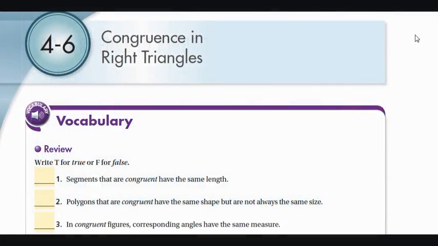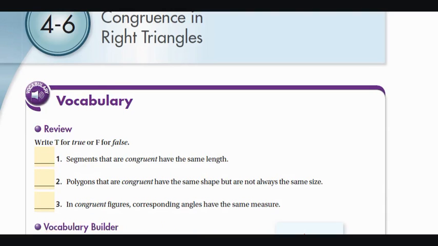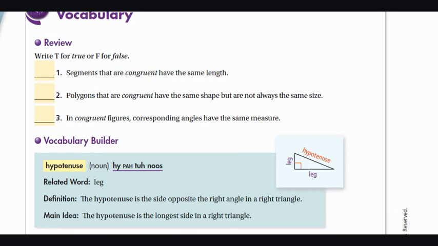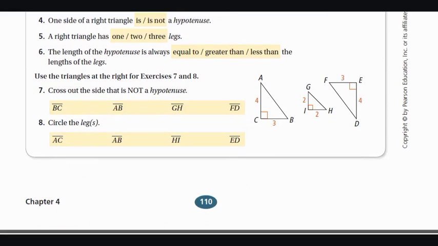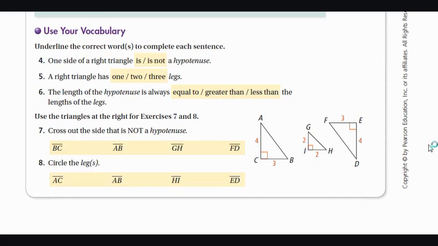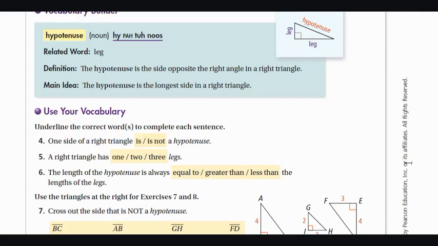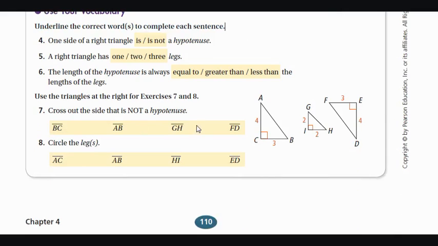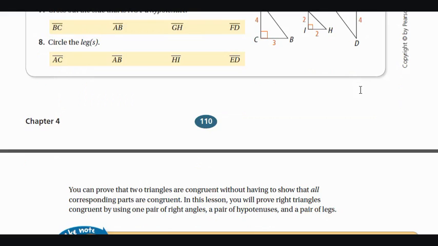So here's what your homework looks like. First, you're going to review some vocabulary with a couple true and false questions. Simply write true or false. You're going to review a little bit what your vocabulary was. Simply underline the correct words to complete each sentence. And you're going to identify what is a hypotenuse and what is not a hypotenuse. Then what is a leg and what's not a leg.